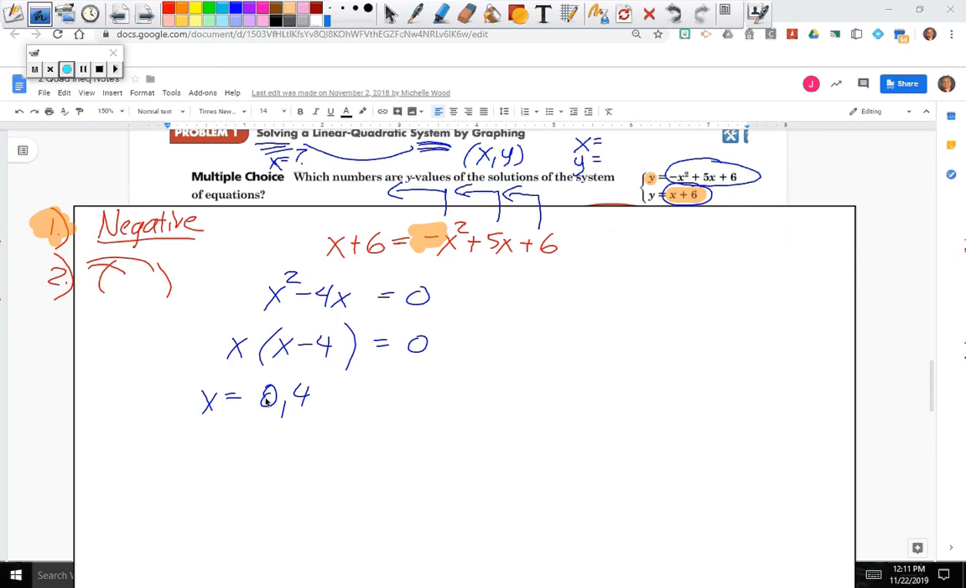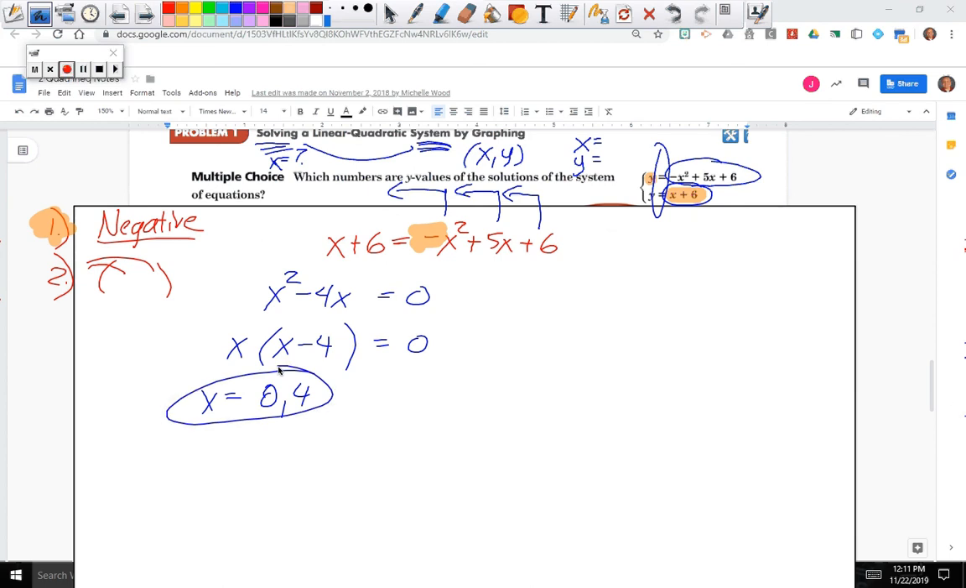Why am I not going to do a number line and test the signs with this one? Because it's equal to. There's no inequality here. There can be. Sometimes there can be. And there will be. But for the equals ones, we don't have to test the signs. Okay? So, are these my answers?